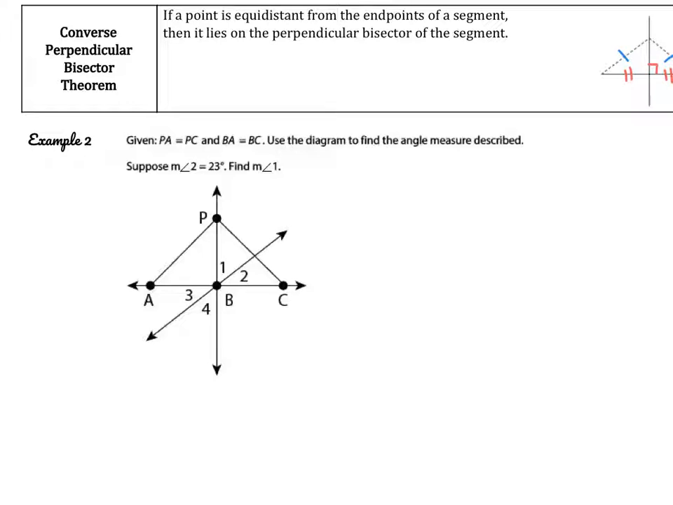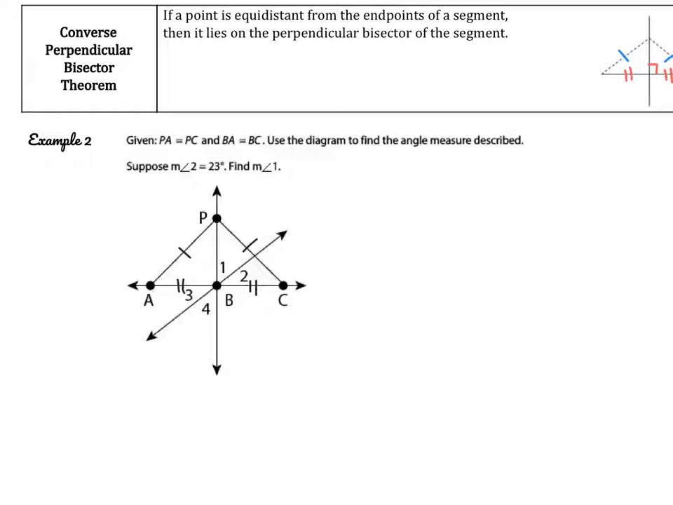So let's look at example 2 right here. I'm going to mark up the figure as we go through it. So here they tell us that PA is congruent to PC. BA is congruent to BC, so I'm going to do double dashes here. Use the diagram below to find the angle measure described. So they say, suppose angle 2 is 23 degrees, find angle 1.